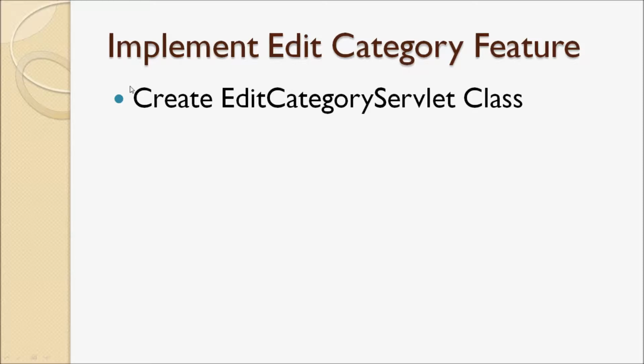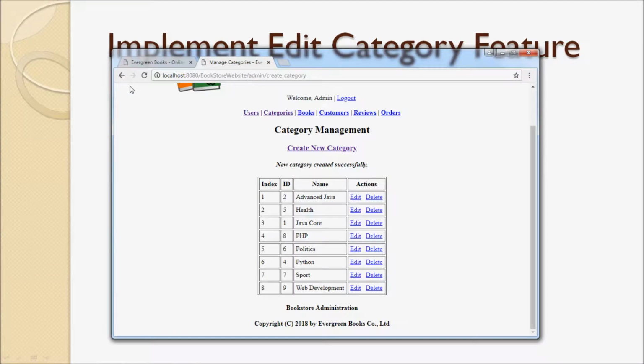First, we need to create edit category Servlet class to display the details of a selected category. You see the category list, and when the user clicks the edit button next to a category, the edit category Servlet is invoked to display the detail and allows the admin to edit the category.